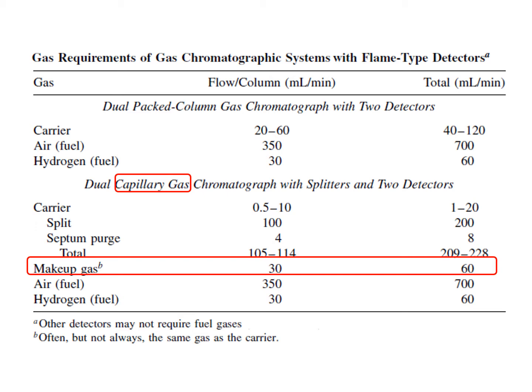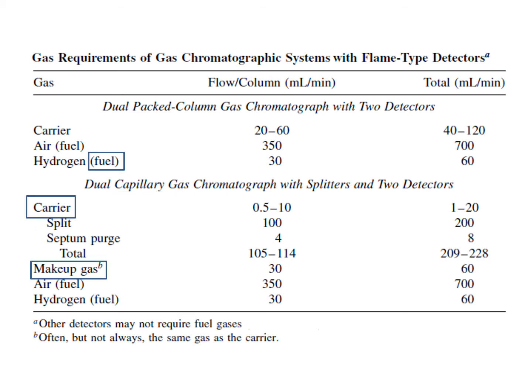Makeup gas is often, but not always, the same as the carrier gas as well. Other detectors may not require fuel gas. For example, this type of detector does not require fuel gas. Usually the dual capillary gas chromatography system does require makeup gas, class.